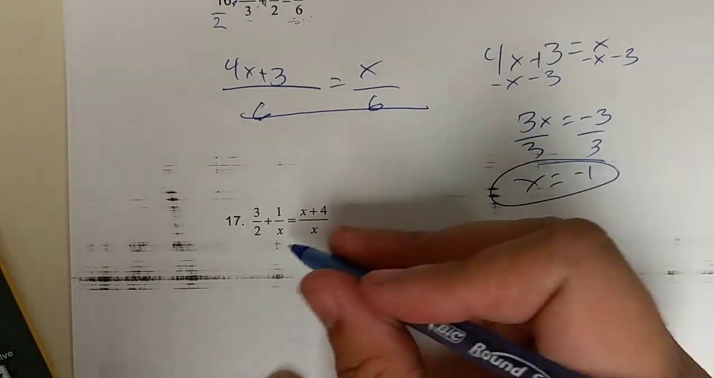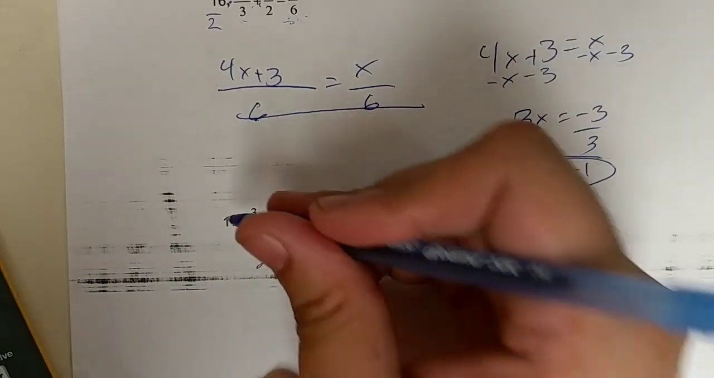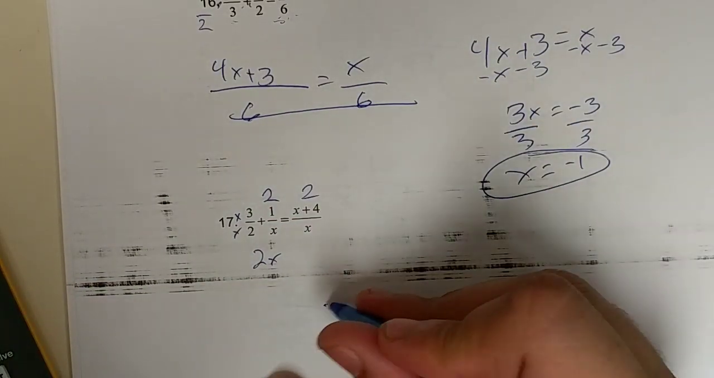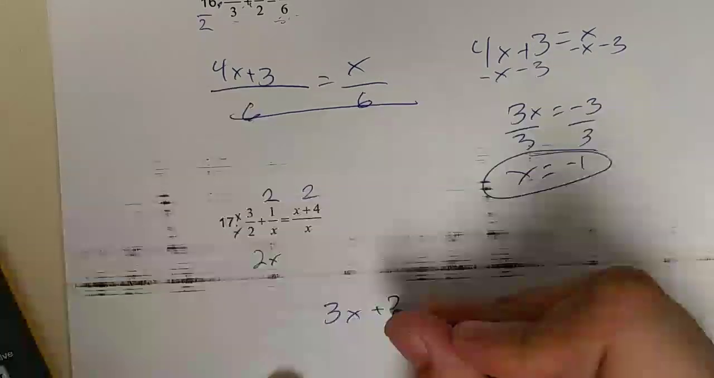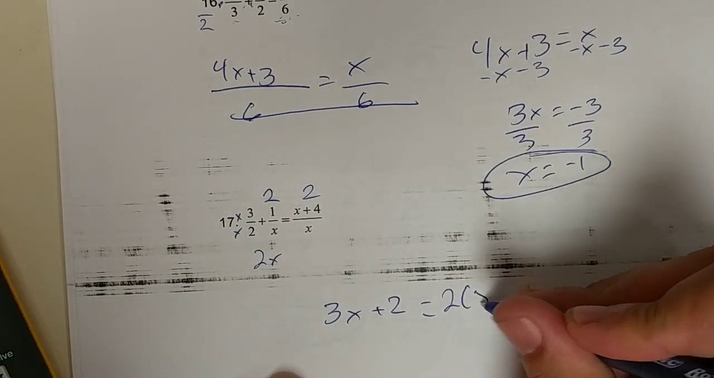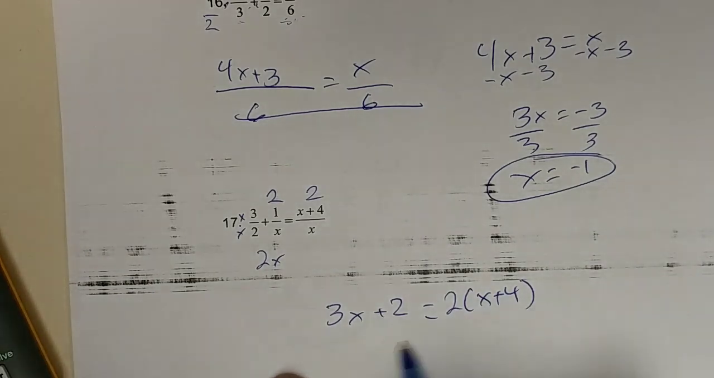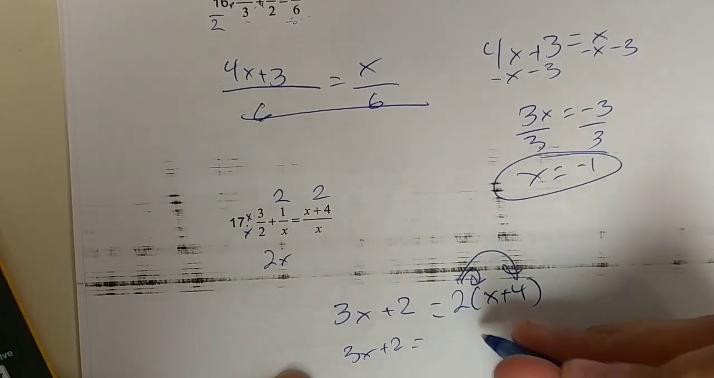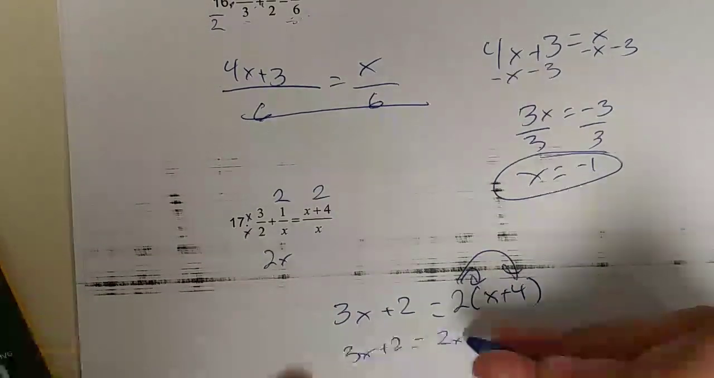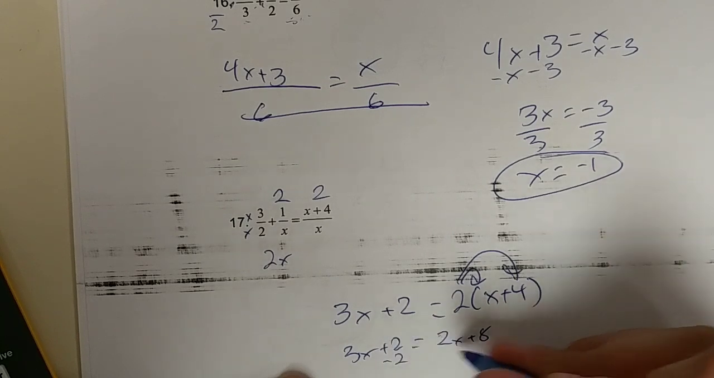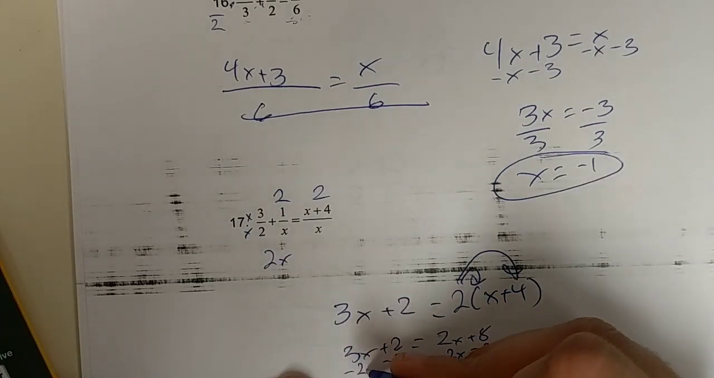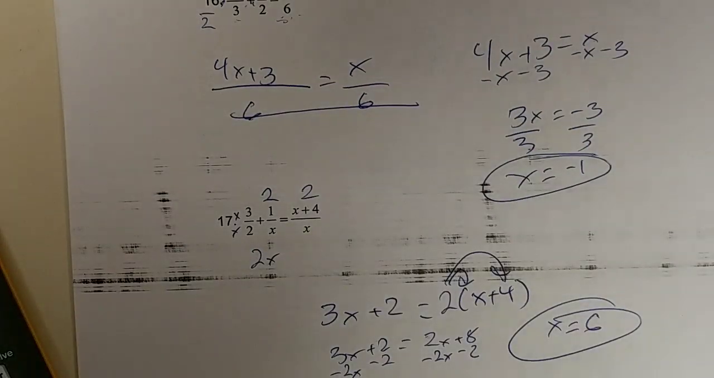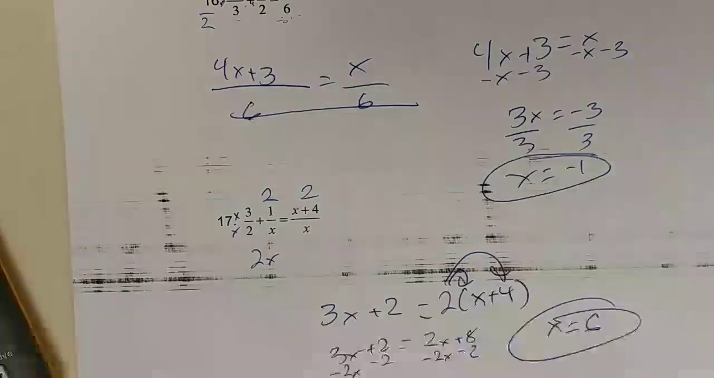Okay, to make this match, I needed 2x on the bottom. So I have to multiply this by x over x. I have to multiply this by 2. I have to multiply this by 2. So that's 3x plus 2 equals 2 parentheses x plus 4. Now since the bottoms match, I don't have to rewrite them. 2 and 2. 3x plus 2 equals 2x plus 8. Subtract 2, subtract 2x, subtract 2x. X equals 6. Is that negative or positive 6? Yeah, that's a positive 6. Alright.